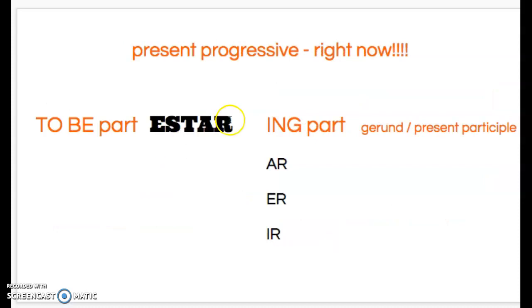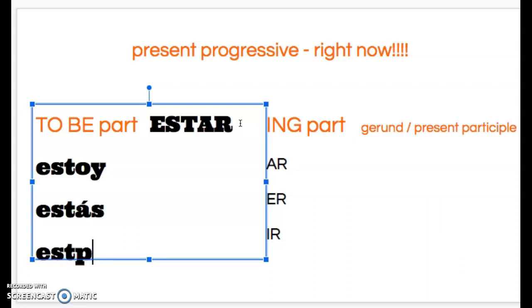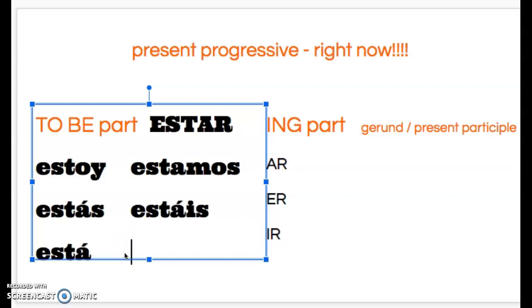Now, let's conjugate estar. This should be pretty easy since we just had a quiz on it. So remember, the yo form is estoy, estás with your accent, he, she, él, ella, and usted, está. And then up here for nosotros, estamos. Vosotros, your plural informal from Spain, is estáis. And ellos, they, or ustedes, you all, están. Those are your forms of estar. So that forms your first part. You just pick the form of estar that goes with the subject.